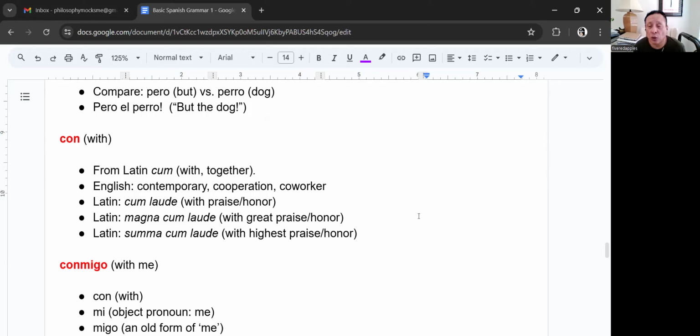Cum means with, right? If you've seen college graduation honors, when you graduate, people with certain GPAs get Latin honors. Cum laude is with honor or with praise. Magna cum laude is with great praise. And summa cum laude is with the highest praise, or highest honor, right?